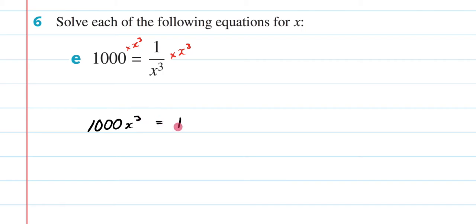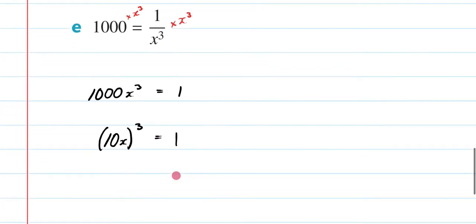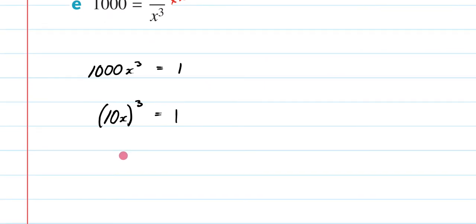equals 1. Now, once we're here, there's a few things we could do, but what I would want to do is rewrite this in a certain way. I know this could be rewritten as (10x) cubed equals 1. Then let's scroll down. We could then cube root both sides.